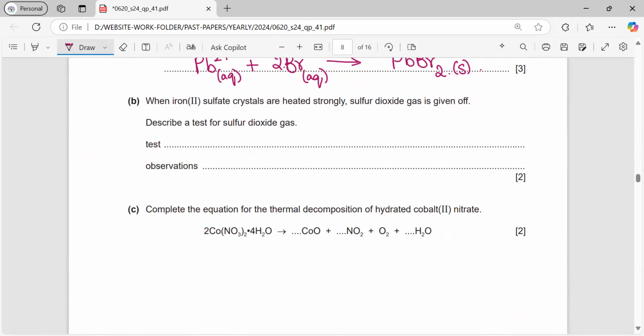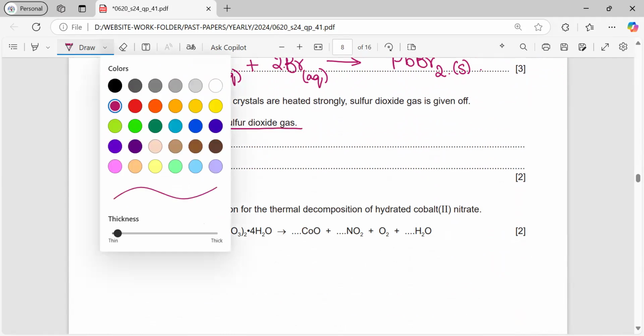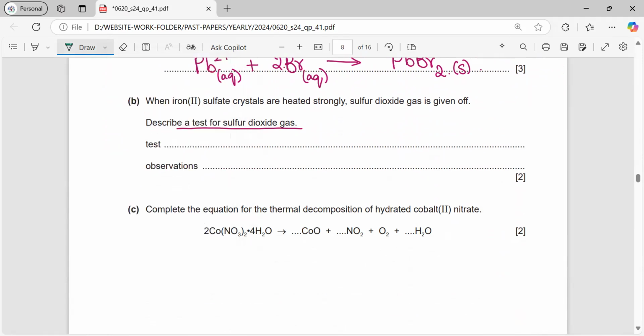When iron sulfate crystals are heated strongly, sulfur dioxide gas is given off. Describe a test for sulfur dioxide gas. Now, if you don't remember the test for sulfur dioxide gas, then you have to learn the tests of gases from the data sheet, which is given to you at the end of paper 6.